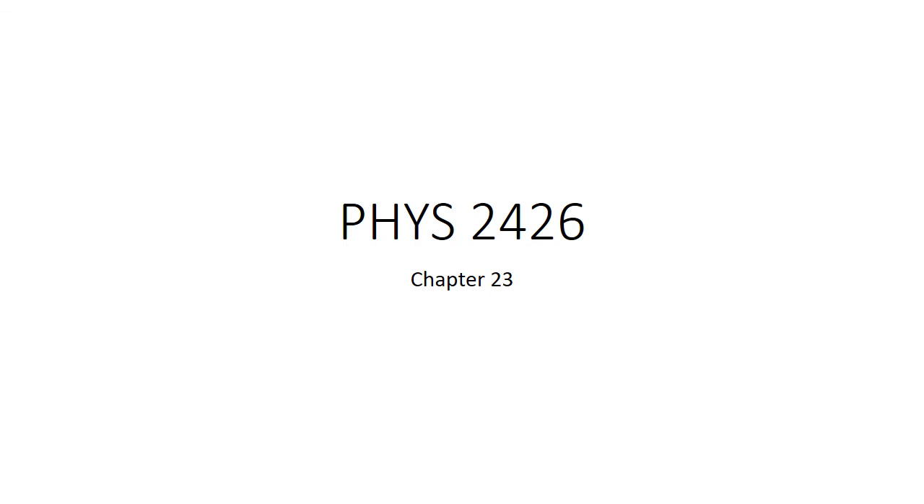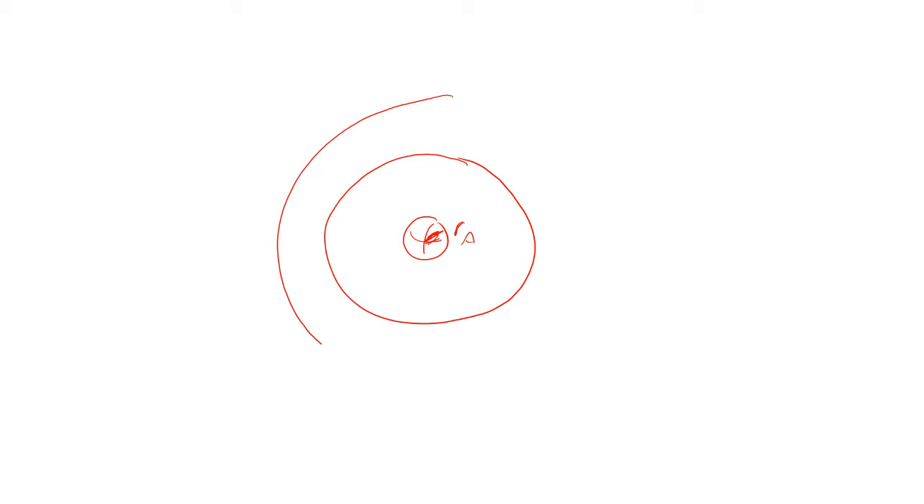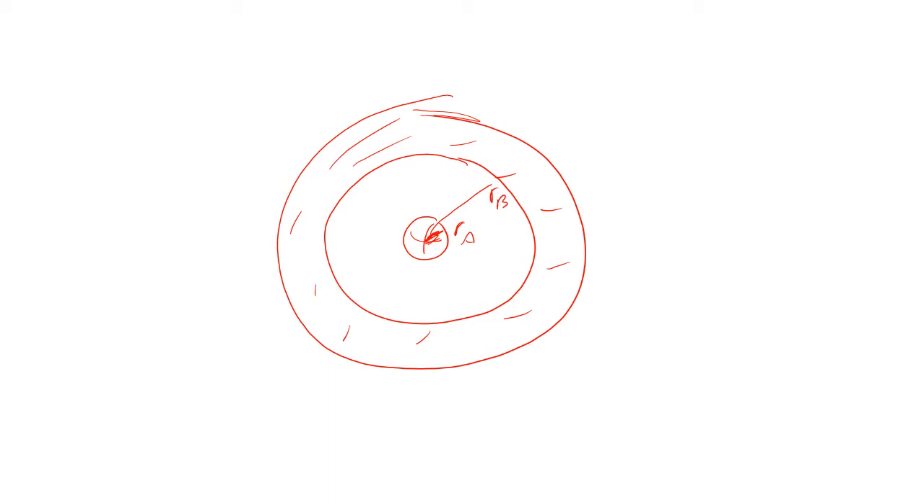So let's do another example here. Let's say that we've got a small sphere, and we'll call this radius RA. And that sphere is inside of a hollow spherical shell. And the hollow spherical shell has a radius of RB on the inside and RC on the outside.